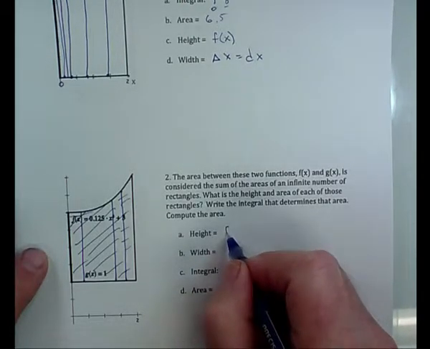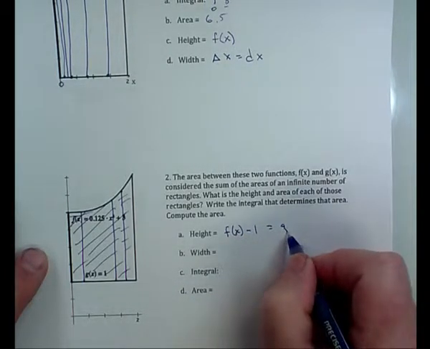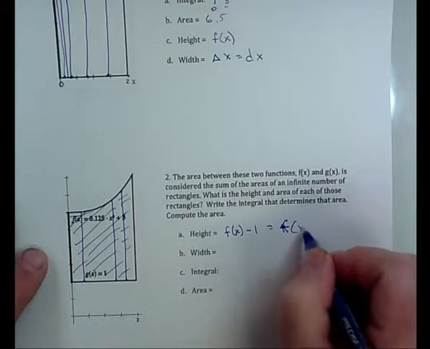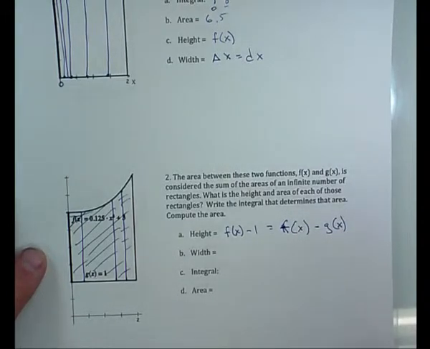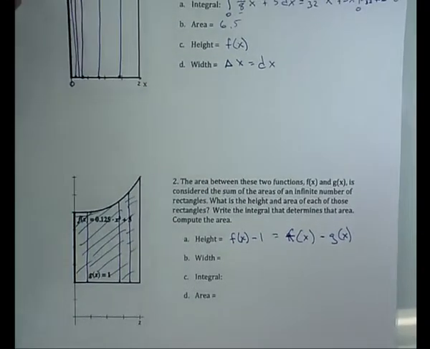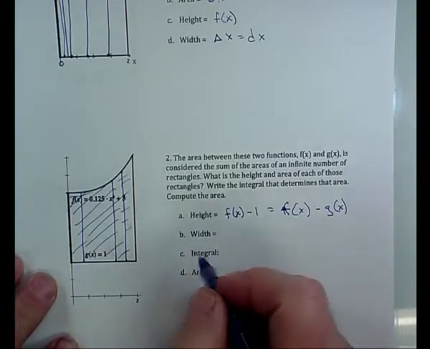f of x minus 1. Could I say that's the same as f of x minus g of x? Would everybody agree? Because g of x is 1? Alrighty. Ryan, what's the width of each of these rectangles? Delta x. Thank you, Hannah.